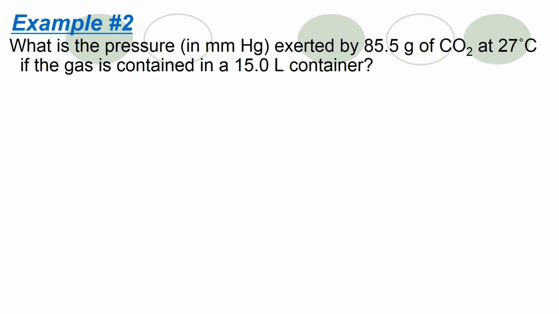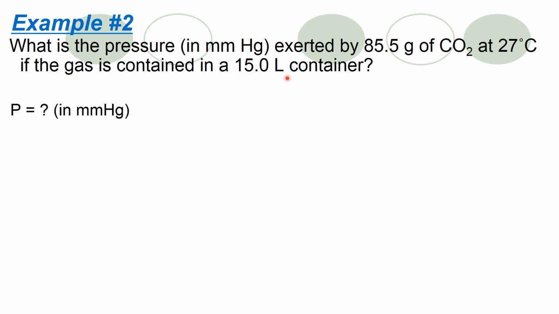Let's look at another example, which is a little bit more complicated. Here it says, what is the pressure? And then it tells us the pressure units it wants: millimeters of mercury, exerted by 85.5 grams of carbon dioxide at 27 degrees Celsius if it's in a 15-liter container.